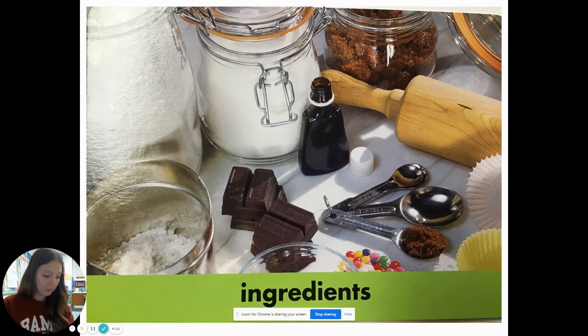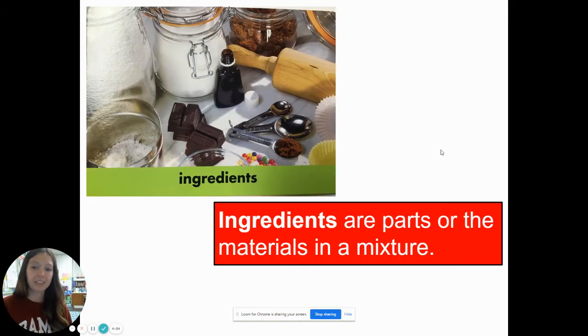You can see here that there are ingredients such as sugar, that's in the white container here, chocolate, and vanilla, that's in that little brown bottle here, and they must be making something sweet because everything here is what you would add to a sweet dessert. So ingredients are parts or the materials that are in a mixture. And hey, we just learned what that word means. So it's the parts or materials that you put in a mixture.